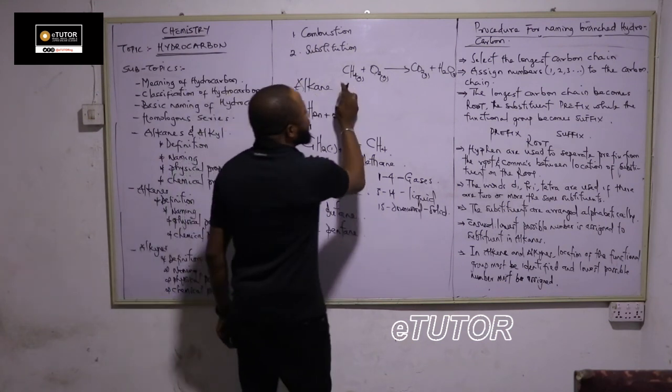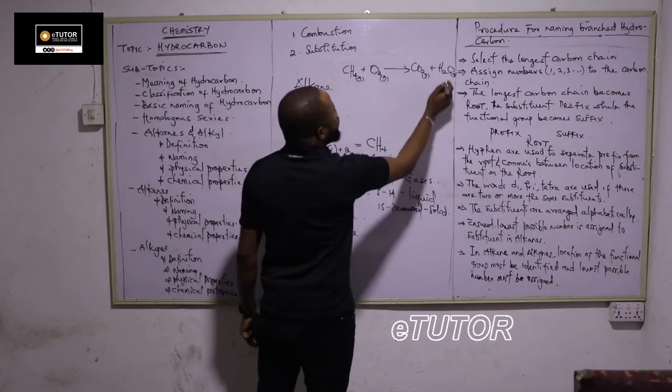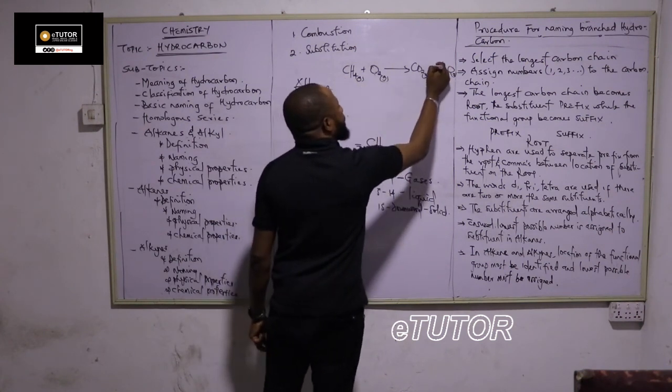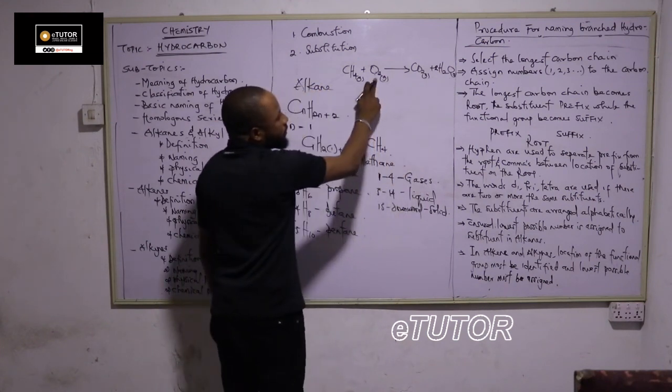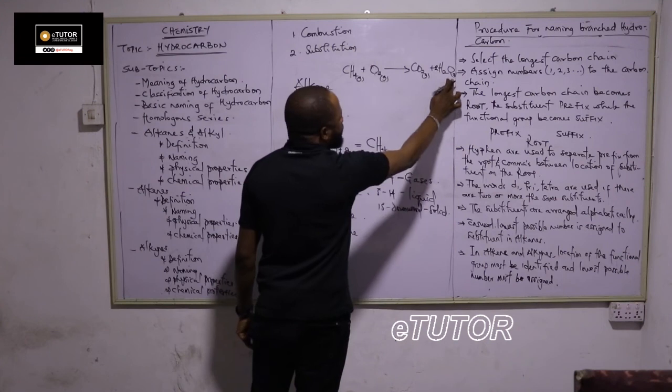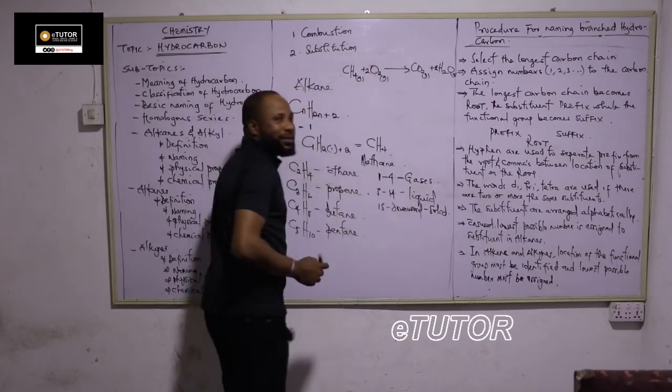Then balance the equation. You have one carbon, you have 4 hydrogen. You put 2 here to make it 4. Then you have how many oxygen? You have 2 oxygen. Here you have 4 oxygen. Then you put 2 here, balanced.